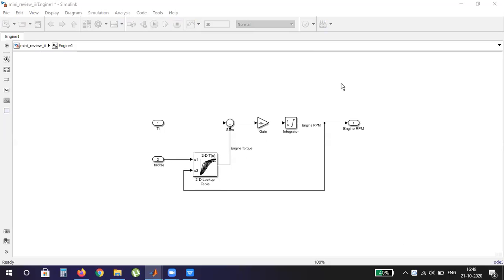So this is the engine model, and in this I have considered a 2D lookup table which gives the engine torque and speed parameters.